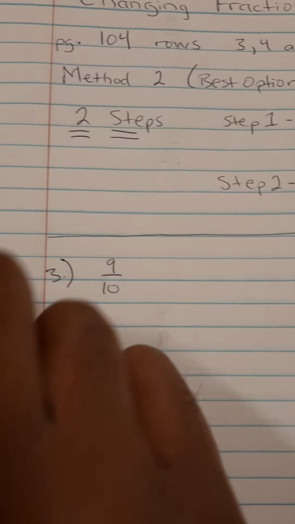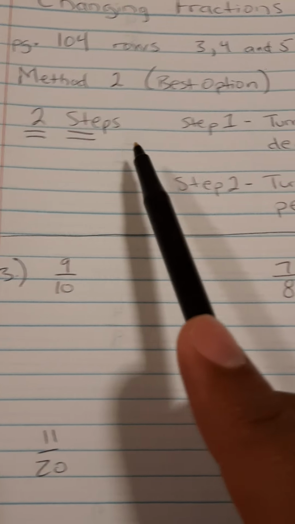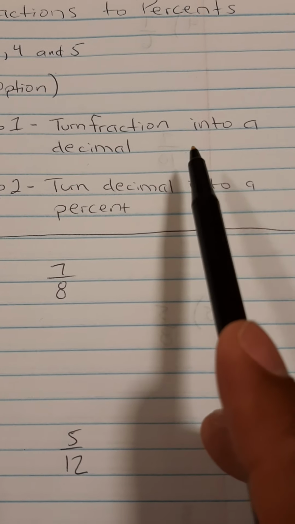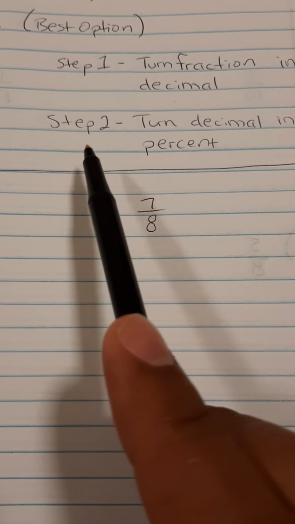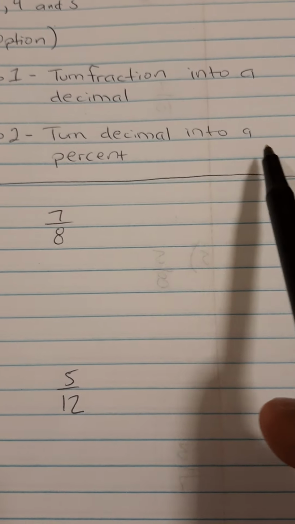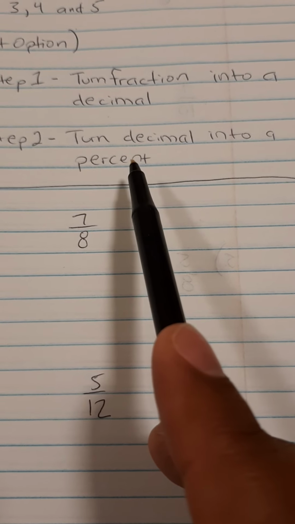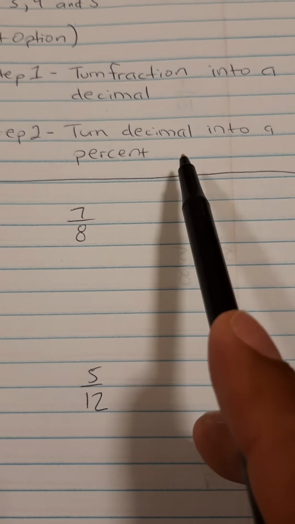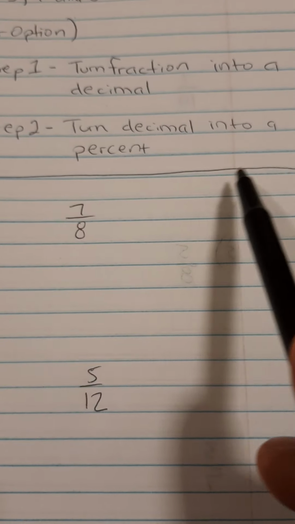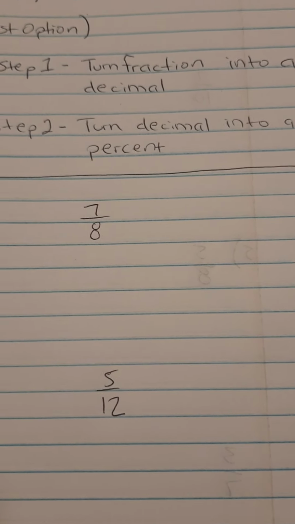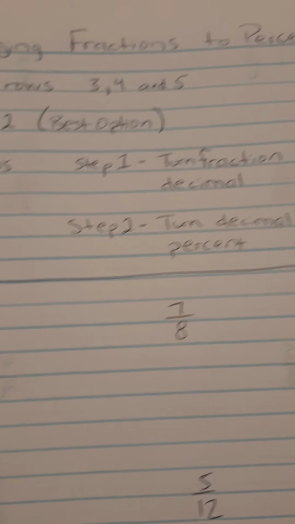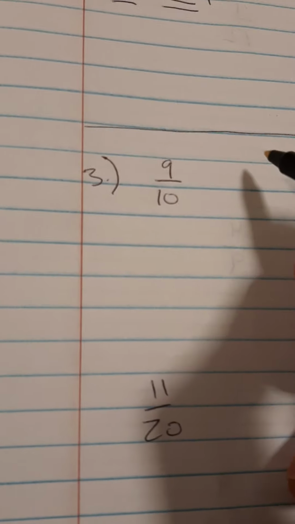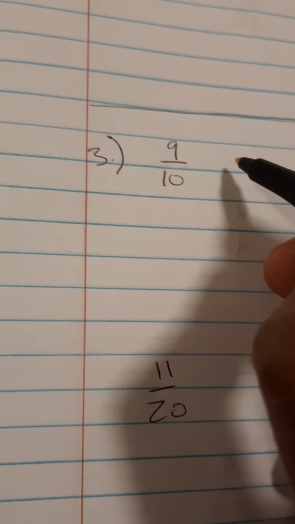Method 2 has 2 steps. Step 1, turn the fraction into a decimal, and we do that by dividing. Step 2, turn the decimal into a percent, and we do that by moving the decimal 2 spaces to the right. Okay? So let's get started here. We'll start on row 3. And again, this is page 104. And we'll start here in row 3 with 9/10.